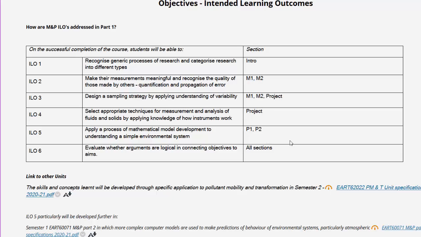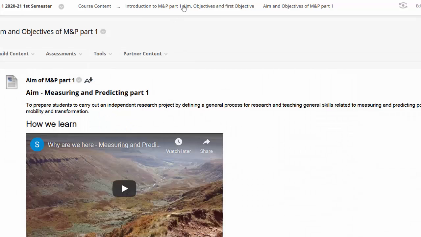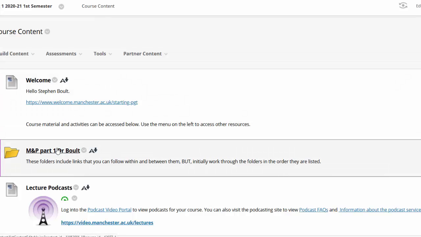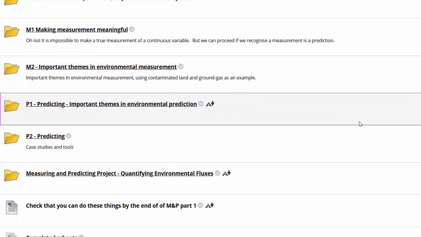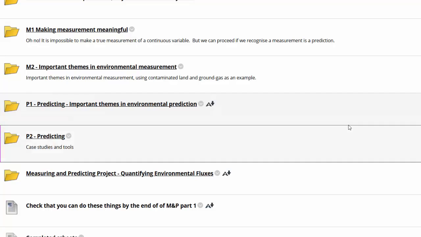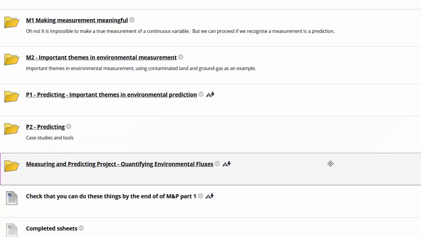And if we just go back, you can see those items of the introduction. M1, making measurement meaningful. M2, important themes in environmental measurement. P1, predicting important themes in environmental prediction. P2, predicting case studies and tools. And then the final item is the measuring predicting project.